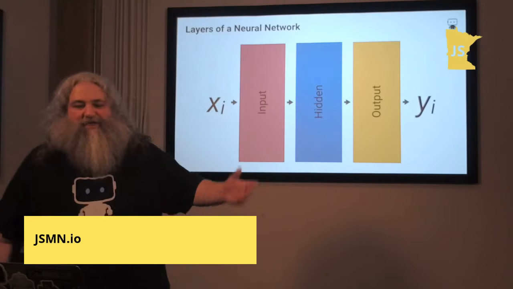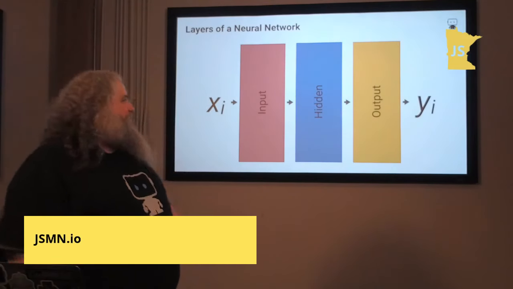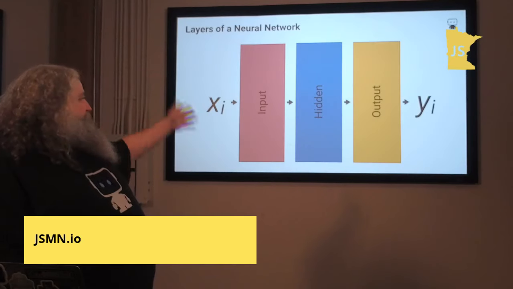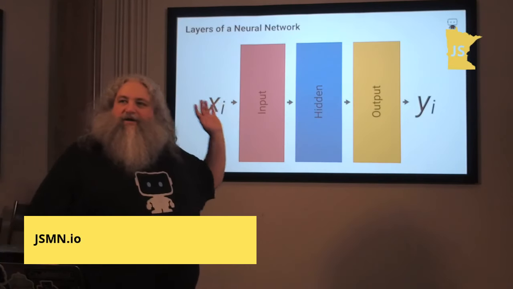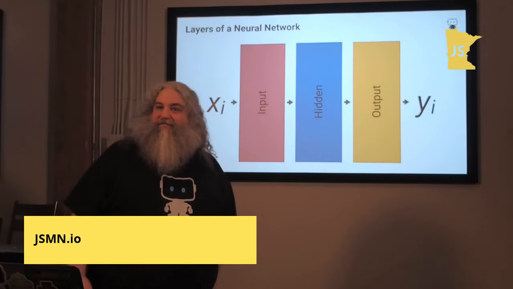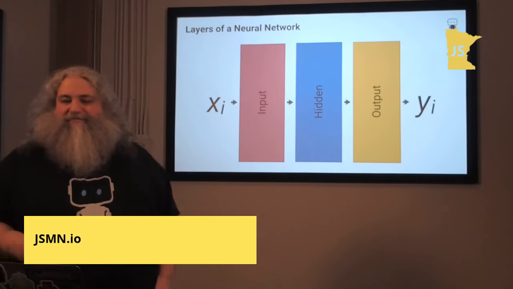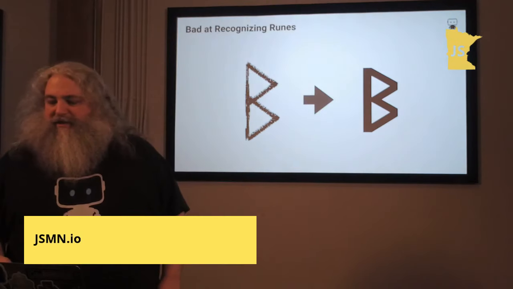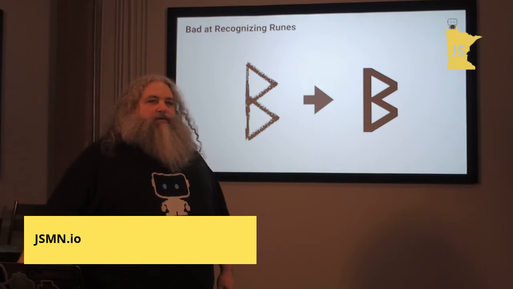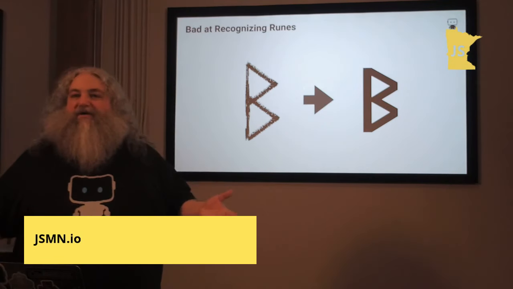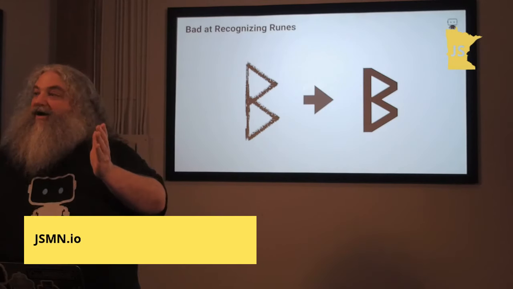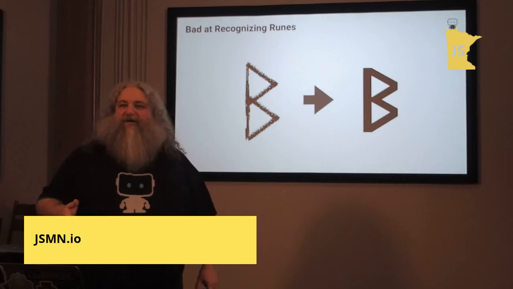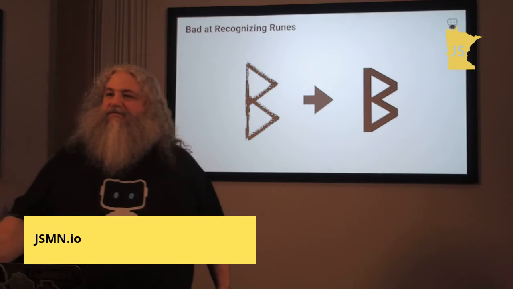Here's just another way of representing that. I've sort of covered this material. We put in all our inputs, all of our features, they go through one or more hidden layers, go to an output layer, and we get a value or values. So this is a basic neural network. They call it a fully connected neural network because all the layers are fully connected to every layer after it. But it turns out that these are really bad at image processing. It's bad at recognizing runes.